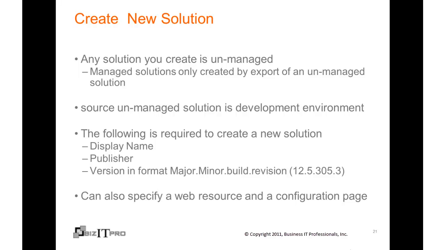It's important to recognize that you must have an unmanaged solution for your development environment. The following is required to create a new solution: the display name, a publisher, and the version in format major, minor, build, and revision, such as 12.5.305.3. Major version 12, minor version 5, build 305, revision 3. You also can specify a web resource as a configuration page, and this allows you to have a setup that is installed out of the box with your solution.